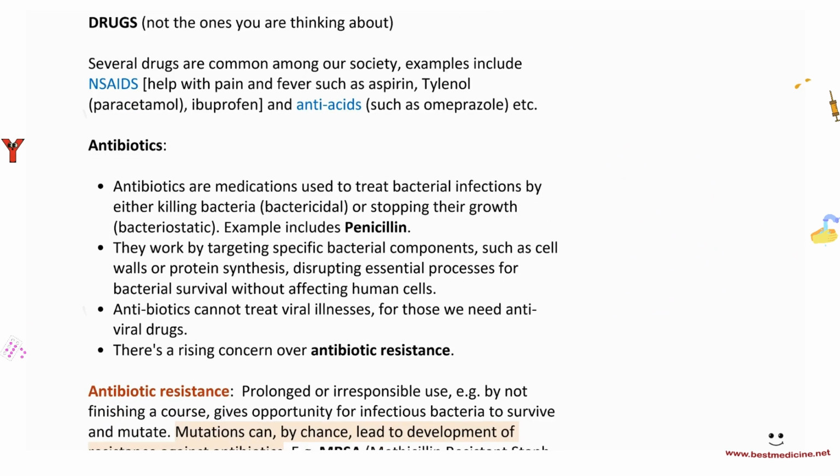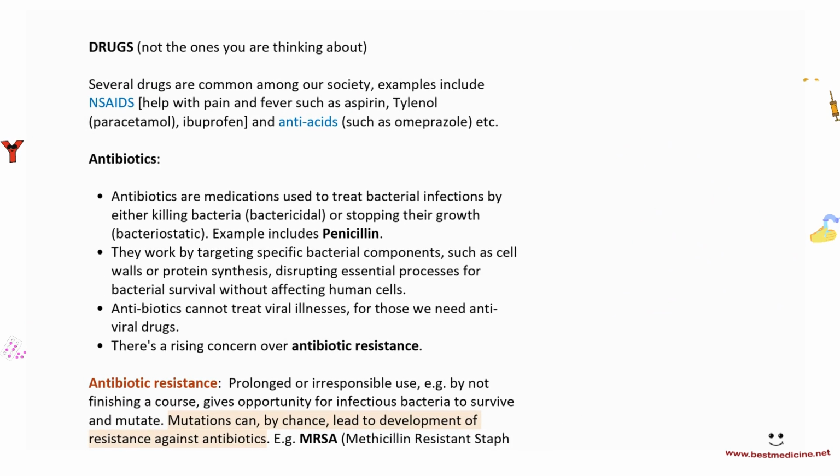The other way to prevent and treat disease is drugs. Drugs, not the ones that you are thinking about. Drugs means medicines. Several drugs are common among our society. Examples include NSAIDs, which help with pain and fever, for example aspirin, Tylenol, which is paracetamol, and ibuprofen. And antacids, for example omeprazole, are also very common among us.